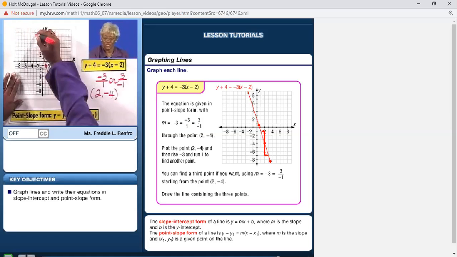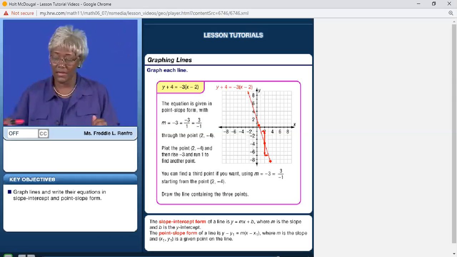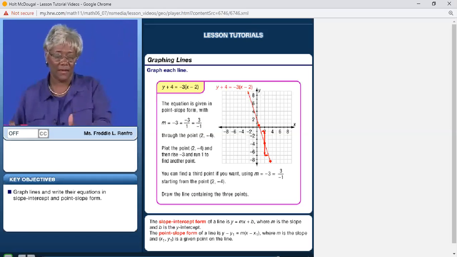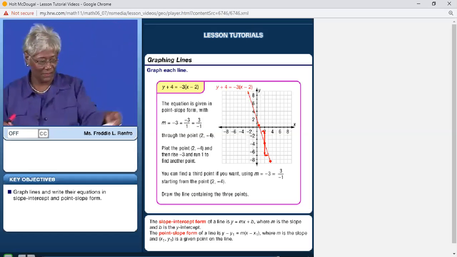I have my equation, the graph of this equation, and something else I noticed. Notice my slope is negative. My line shows that my slope is negative. Right. Let's do another one.